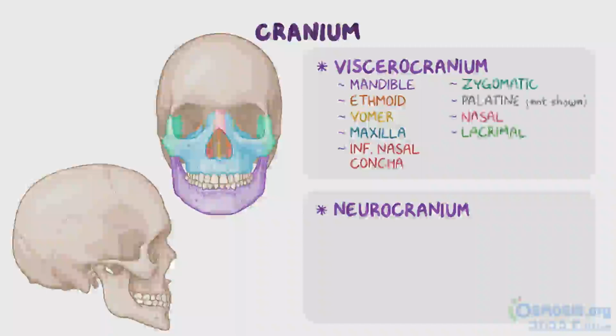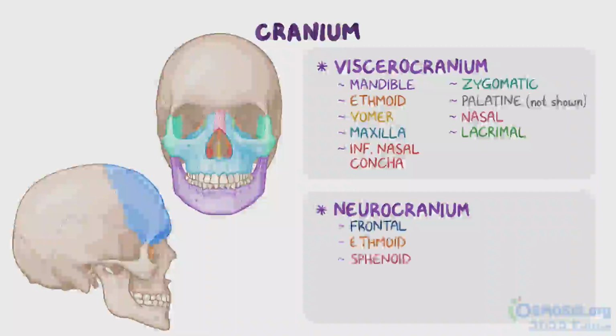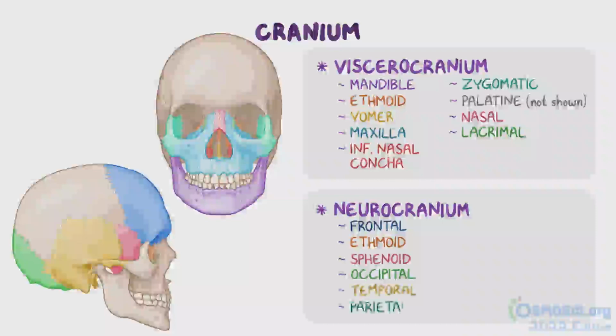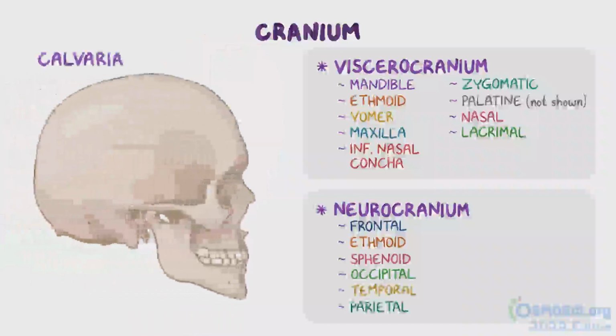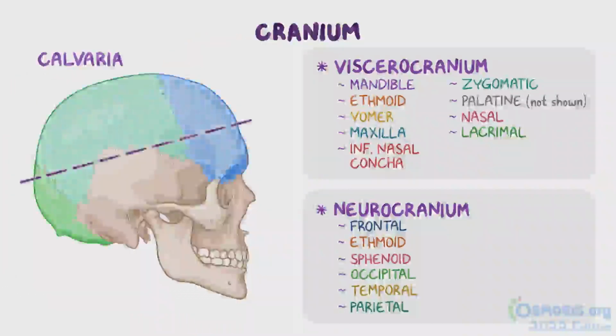The neurocranium is the superior and posterior part of the skull, made up of 8 bones, the frontal, ethmoid, sphenoid, and occipital bones, which are singular and placed in the midline, then 2 temporal and 2 parietal bones, which are bilaterally paired. The calvaria, which is the roof of the neurocranium, is formed by 4 bones, the squamous part of the frontal bone, both parietal bones, and the squamous part of the occipital bone.